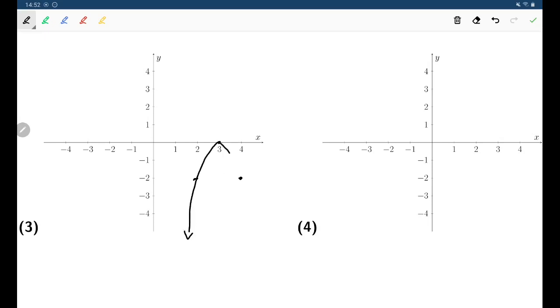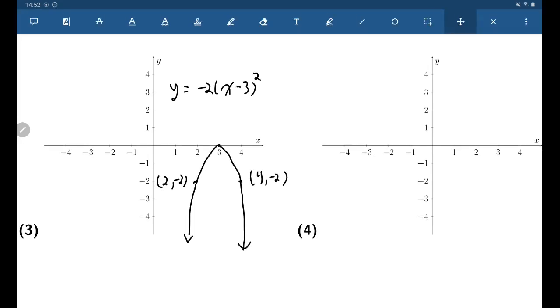So we've stretched it, and we've flipped it. So it is now 2 times taller than it originally was, and it's also now pointing downward. So that's negative 2 times x minus 3 squared. That's our second transformation and third transformation done at the same time.